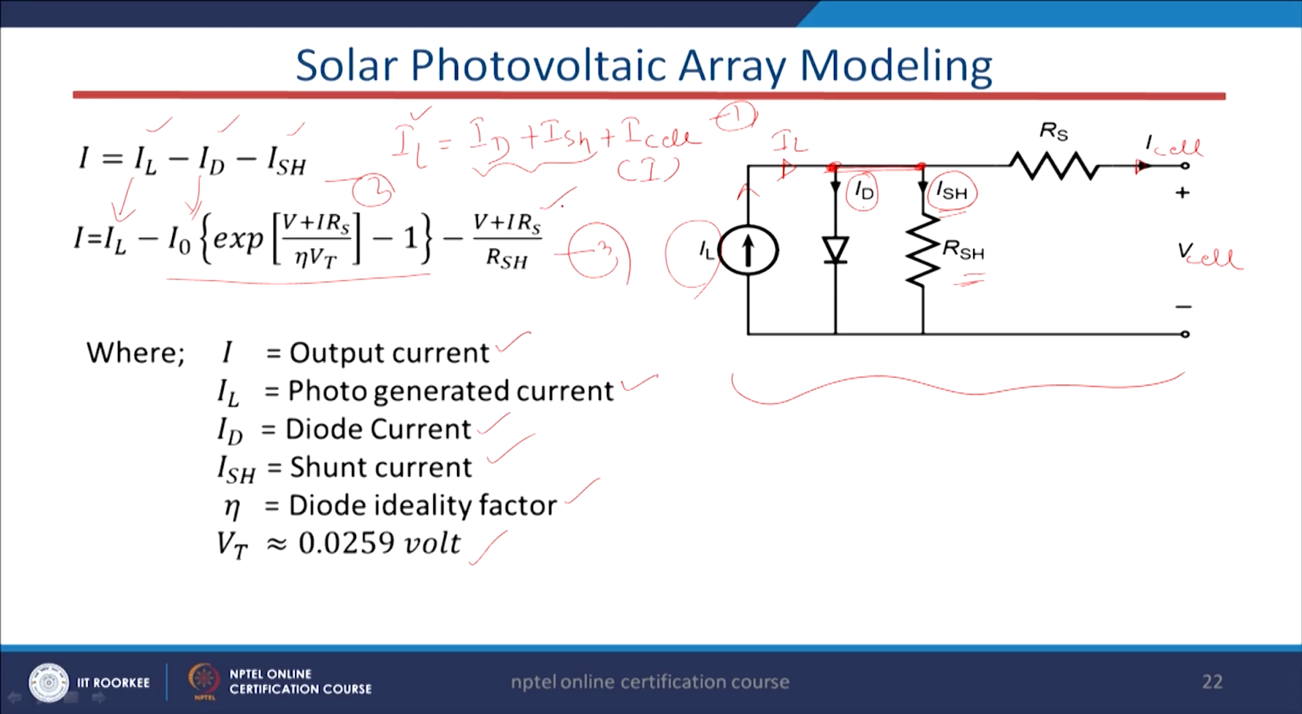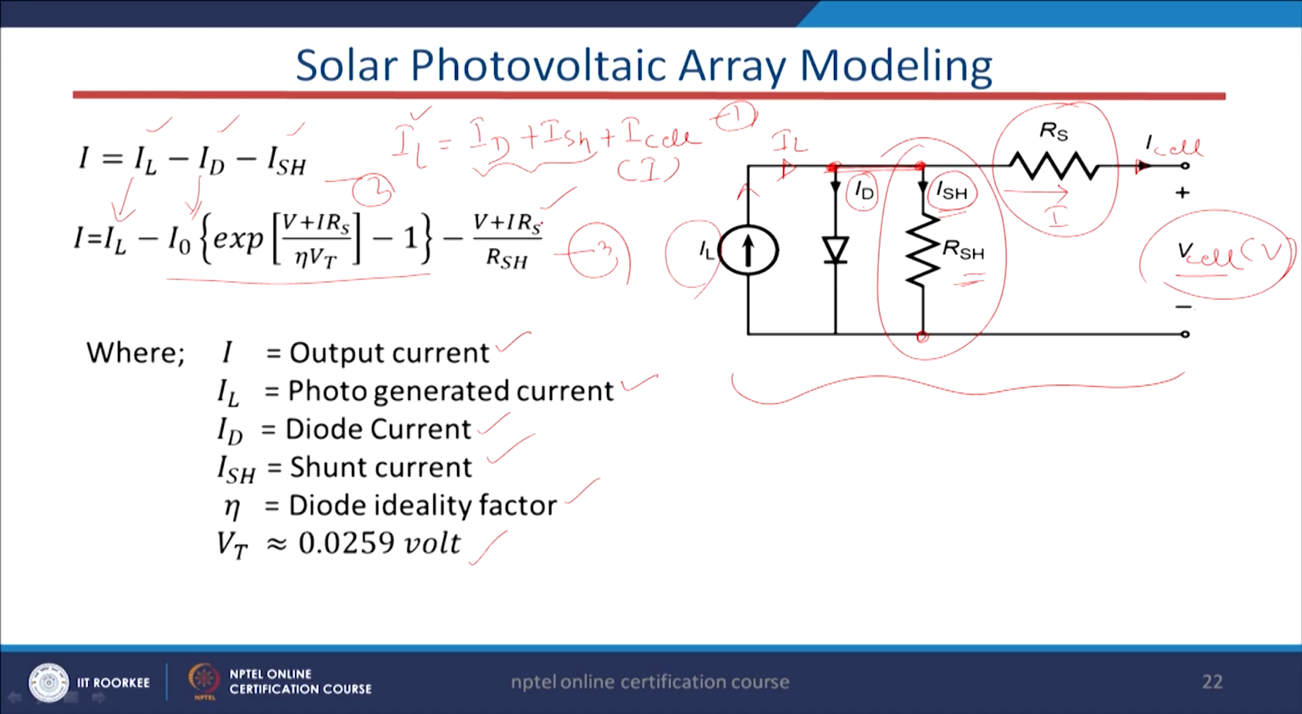And what about this? This is basically our ISH. How to determine this current? Basically, the voltage here is plus minus V cell, or sometimes we call it V. And this is the voltage and here is the current I. So, the drop across this resistance is how much? IRS. Now, if I add this drop and this voltage, I will get the voltage across this RSH.